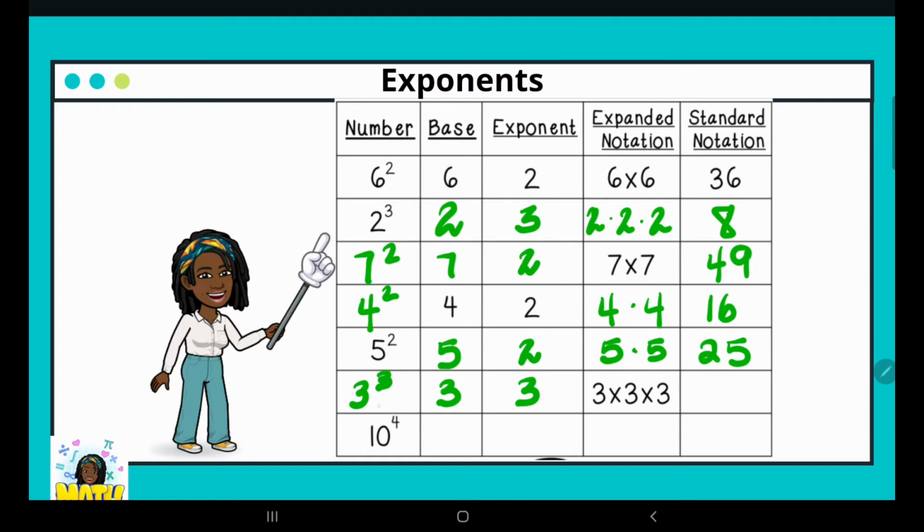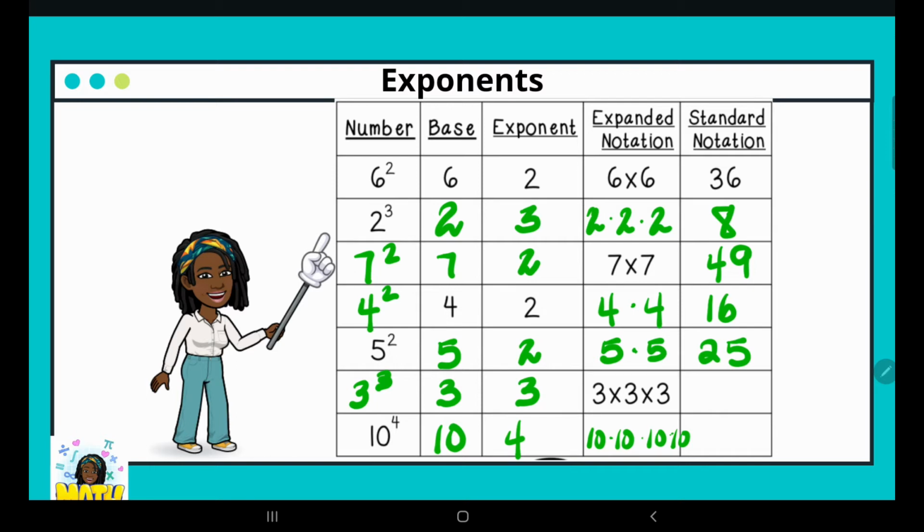Now 10 to the fourth, our base is 10 and our exponent is 4. So that means we're going to multiply 10 by itself, not 10 times 4, but 10 by itself 4 times. I'm going to try to squeeze that in here. Now here we have a base of 10 being raised.